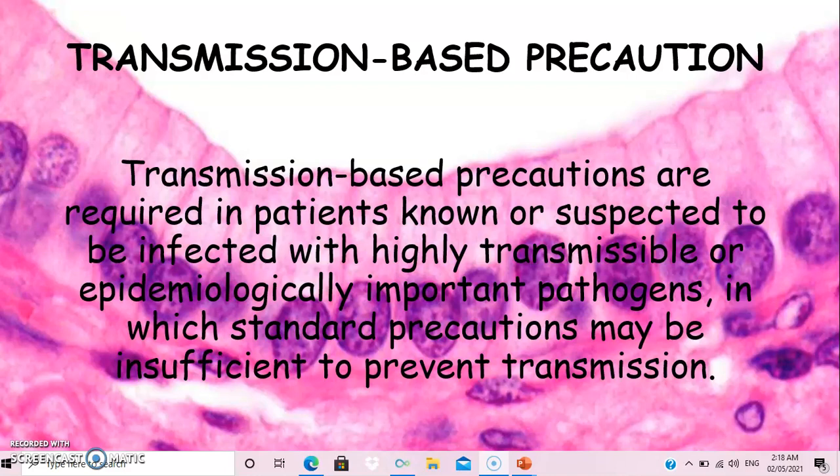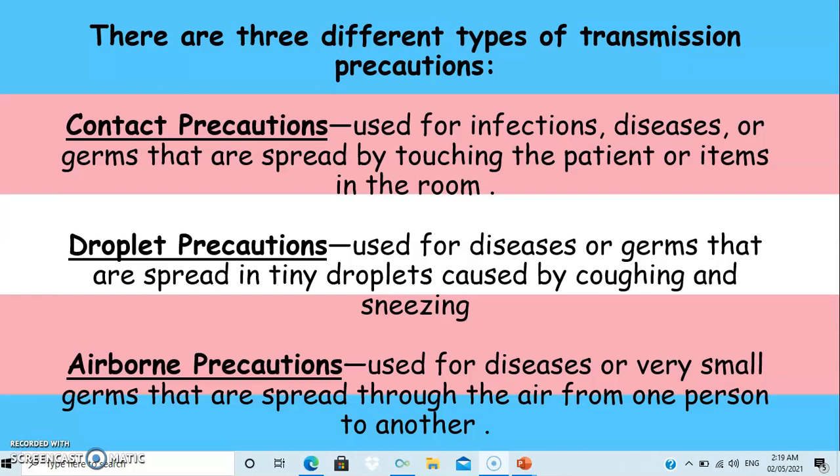Transmission-based precautions or TBPs are used in addition to standard precautions when standard precautions alone may be insufficient to prevent transmission of infection. TBPs are used for patients known or suspected to be infected or colonized with epidemiologically important or highly transmissible pathogens that can transmit or cause infection. There are three different types of transmission precautions.